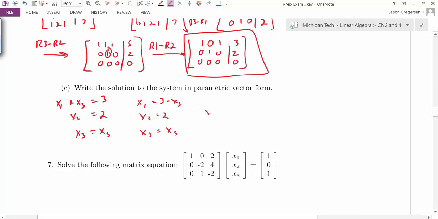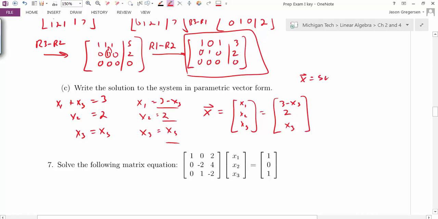I'll write this in parametric vector form, so I'm writing that my solution has a vector x. This vector has components x1, x2, x3. So to get an expression for each of those, I've already solved for them, so I have those expressions right here. So it'll be 3 minus x3, 2, and x3. Now I want to write this as some number times a vector plus some number times a vector. That's my parametric vector form. So to do that, I'm going to first write all the constant values, 3, 2, and 0, plus x3 times all those coefficients, negative 1, 0, and 1.